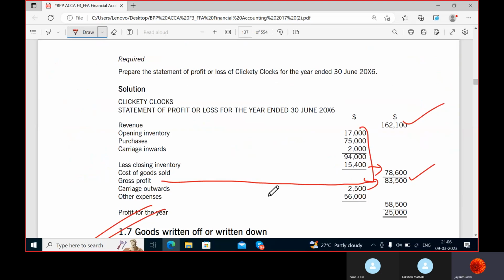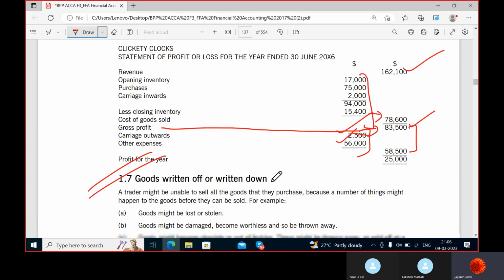They have given the carriage outwards, which is separate from other expenses. That means these two are separate things. We have other expenses, total 58,500. Once removed, we have the profit for the year, that is net profit. Okay, so this is the question we have finished.